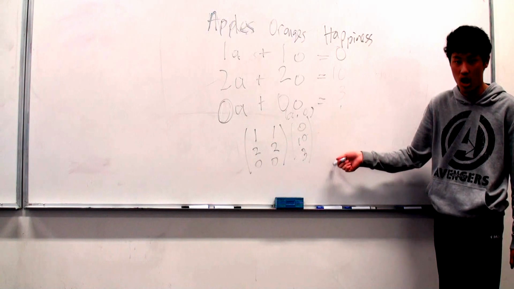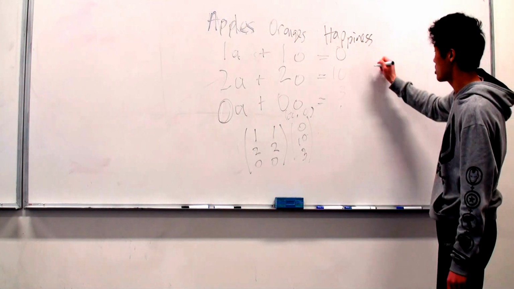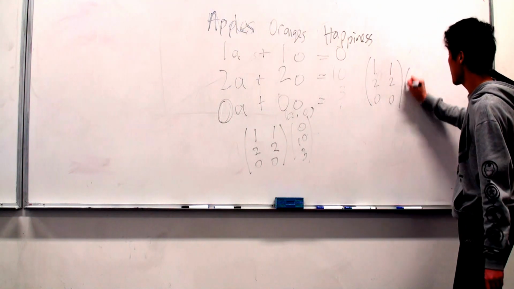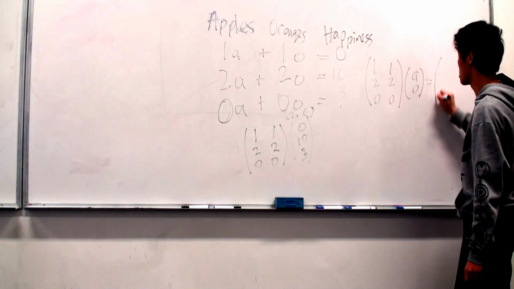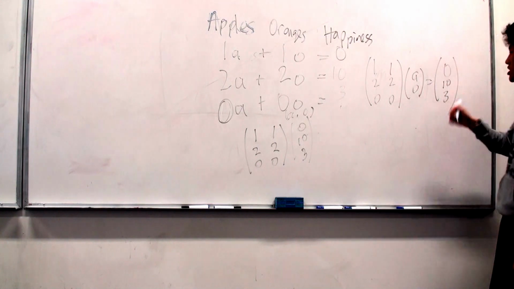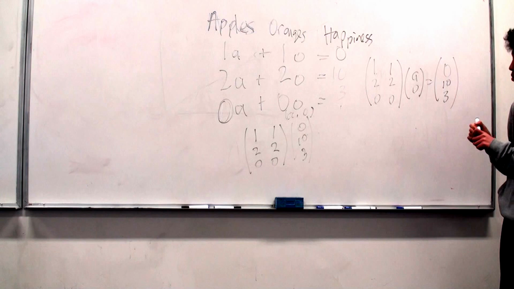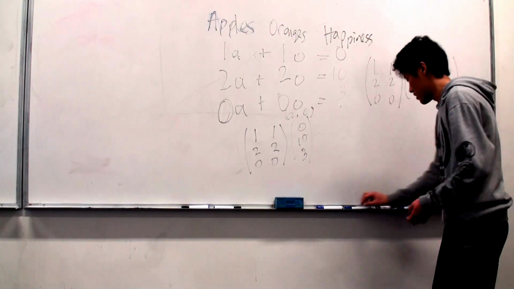And this is what we need to solve. We need to solve 1, 2, 0, 1, 2, 0 times A O is equal to 0, 10, 3. We need to find A and O. And what do we do?